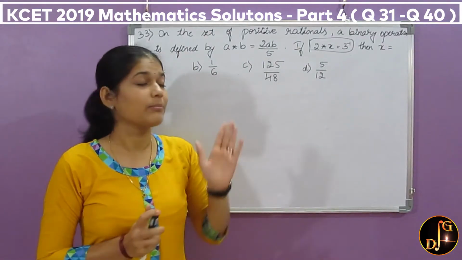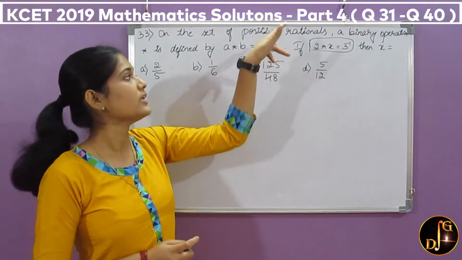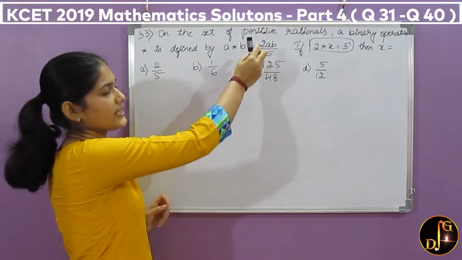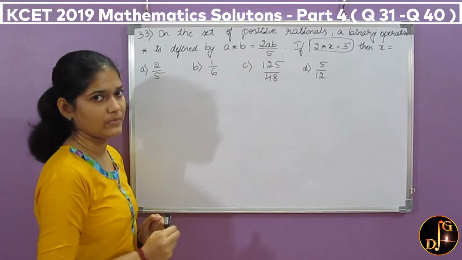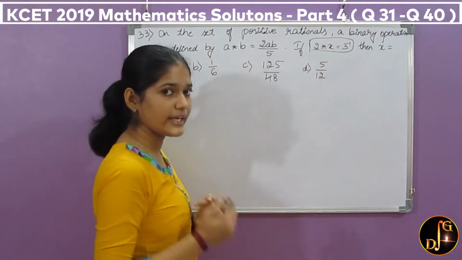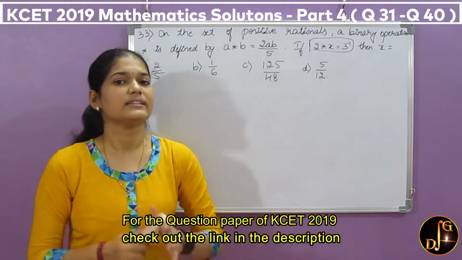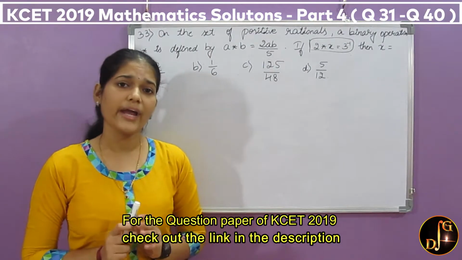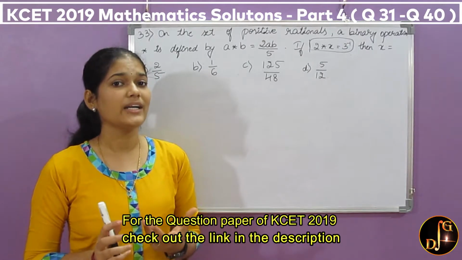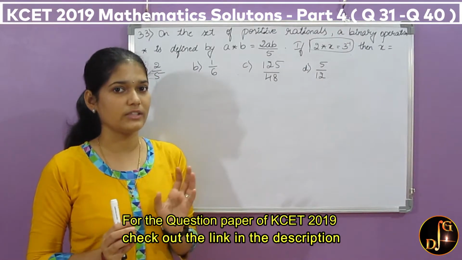In this problem, they have given a binary operation defined on positive rationals and defined by a star b is equal to 2ab by 5. And also it is given that 2 star x is equal to 3 inverse. Then we have to find the value of x. This is very easy problem and most of the students solve it very quickly. But I will tell you the basic mistake which they do while solving the problem.